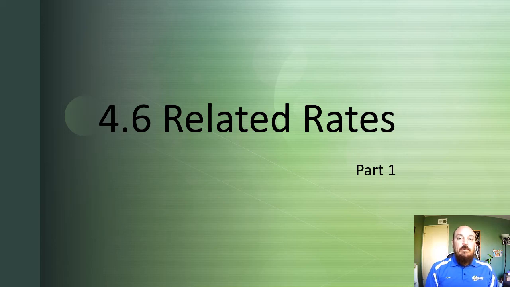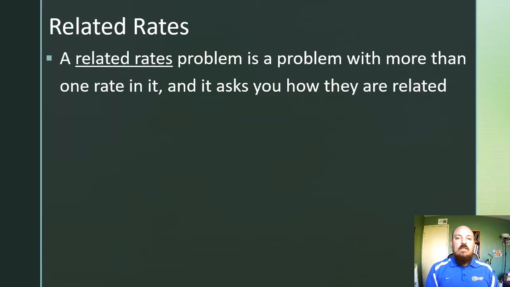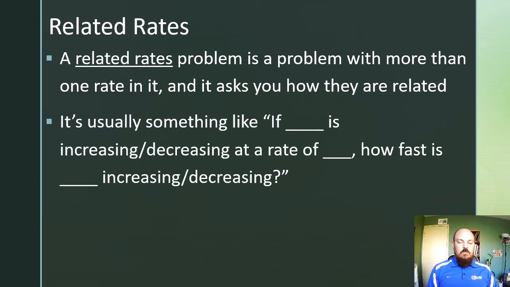So now that we've talked a little bit about rates in problems, the next step is to talk about what's called related rates. Now, a related rates problem is exactly what it sounds like. It's a problem that has two or more rates in it, and it talks about how they are related. So basically, it's usually going to look something like this.